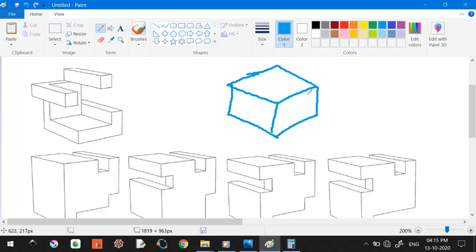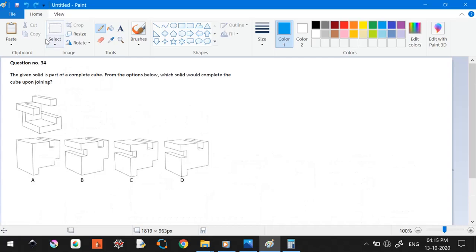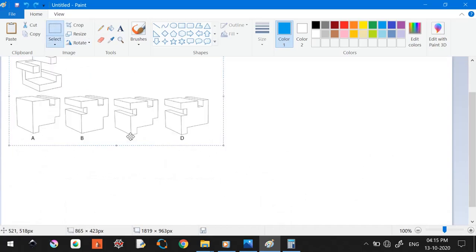Okay, so only part of this is this one. So the remaining part, which of the options is? So this is kind of observation. The observation is what is needed right now. So what we will do, what I will explain.